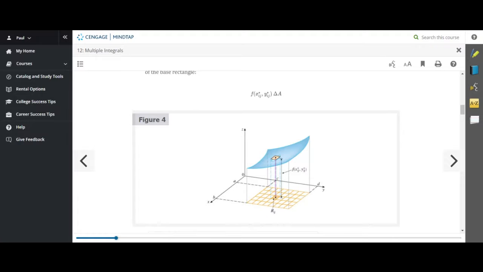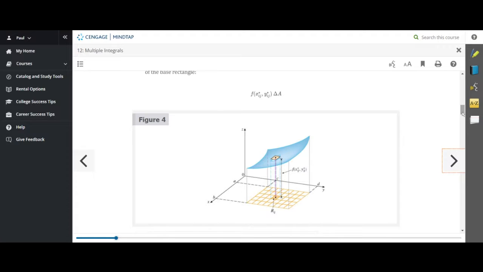And so that's the function value times delta A that you see above the picture. That's the volume of the box, the box shown in figure 4 above that subrectangle, R sub ij. And the volume of the box approximates the volume underneath the surface, or between the surface and the xy plane over that subrectangle.